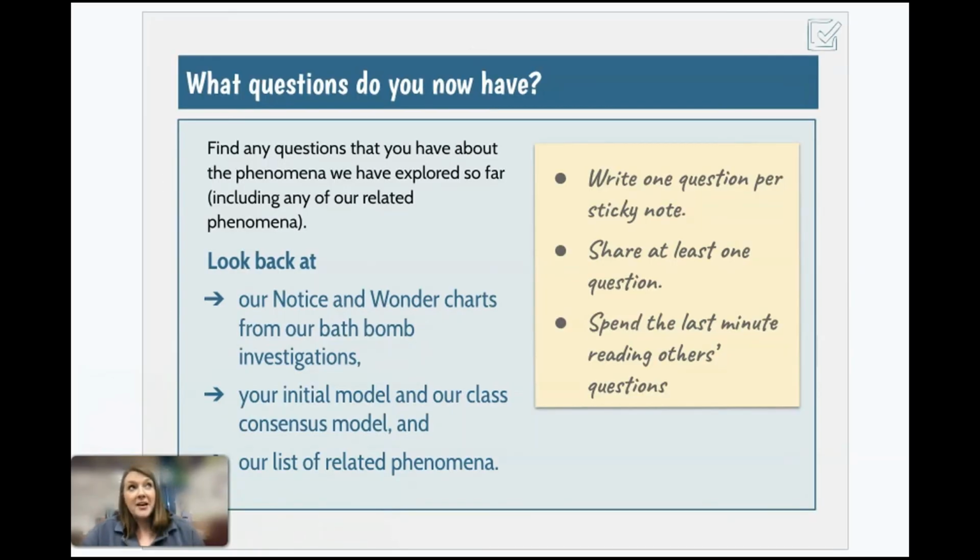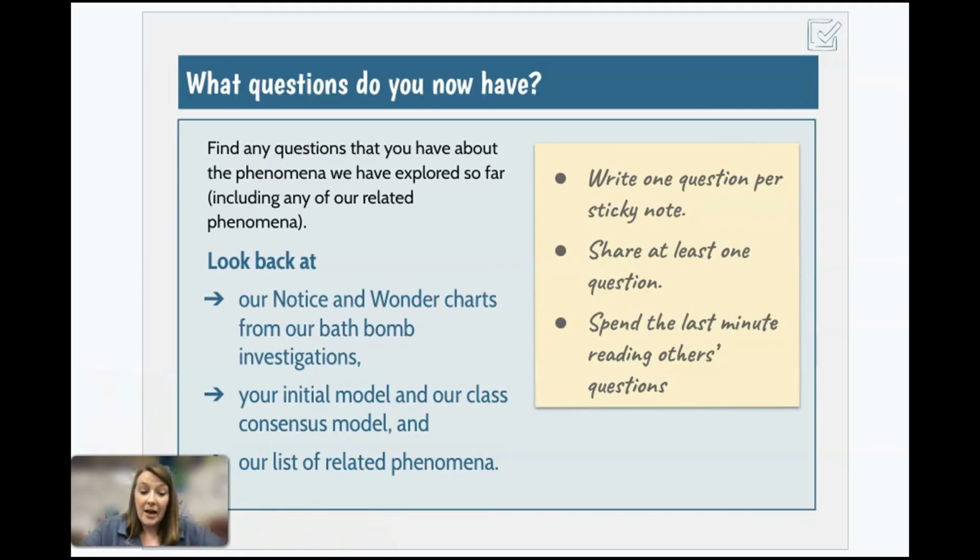So now that we have looked at some related phenomena, and we've tried to make sense of our understanding, I'm going to ask that you write down some questions that could help us figure out what's going on. Your questions can have anything to do with the phenomena we've explored so far or the related phenomena that we just brainstormed. So you can go back to your Notice and Wonder chart that we made earlier, your initial model and/or the class consensus model, and that list of related phenomena.